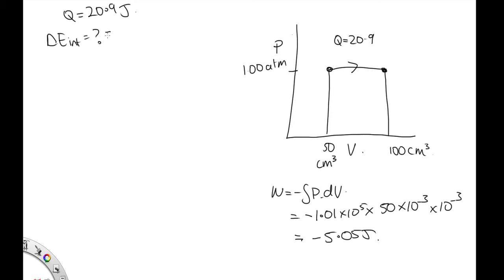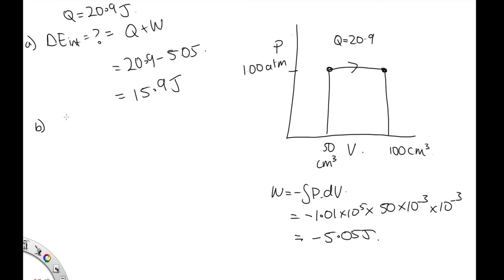Okay, so now we can just use our first law of thermodynamics, change in internal energy is Q plus W. So that's 20.9 minus 5.05, which gives us 15.9 joules of energy added as internal energy. Okay, so that's the answer to part A.